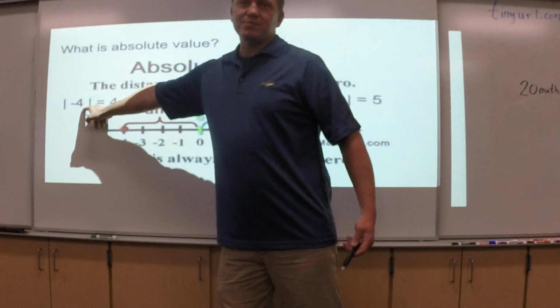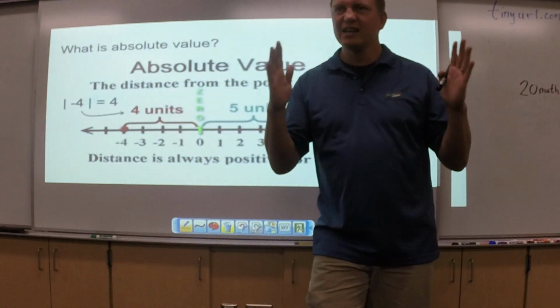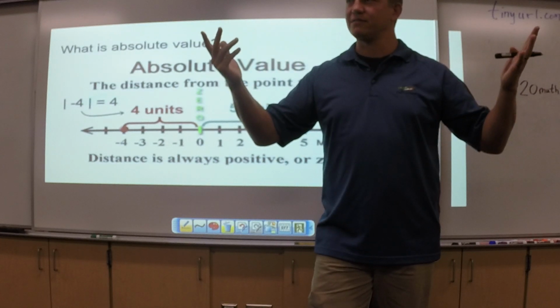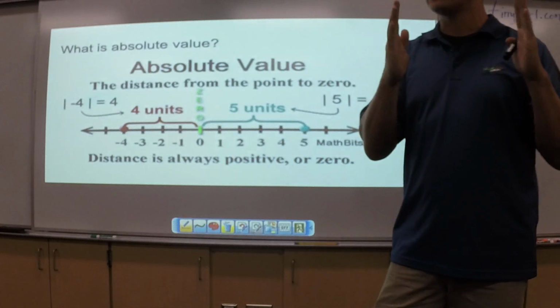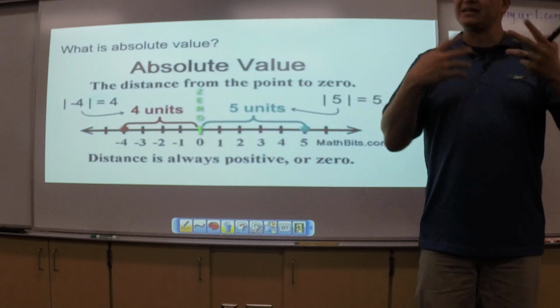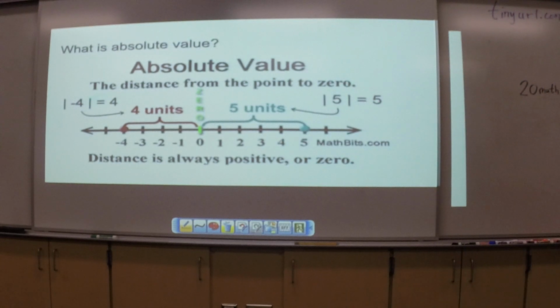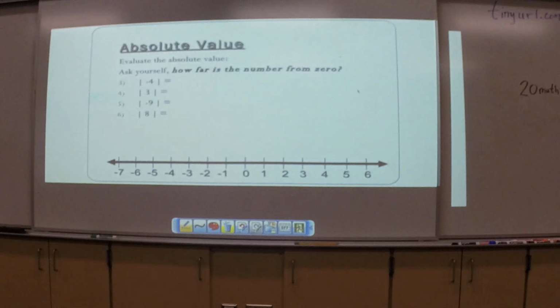Another way that it has been taught in the past is just to take your negatives and make them positive. That's all the absolute value does, is it takes the final thing that's inside those absolute value bars and just makes it positive. All right. We'll talk more about some reasons why we use absolute value, some applications of it and stuff. But here's an example.